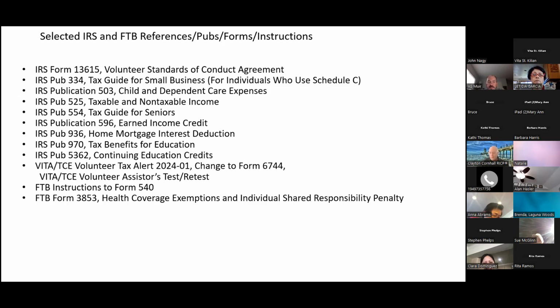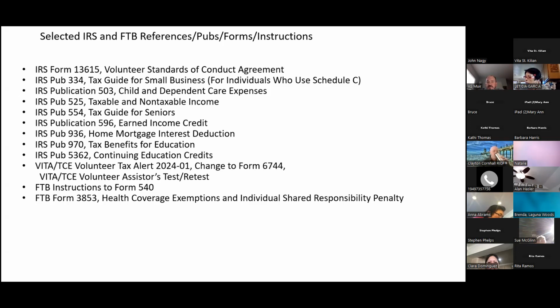We'll go over those today, but when you do see a volunteer tax alert that's modifying or changing some type of document that the IRS has put out, then it behooves you to go to that document and make your pen and ink changes. But we'll go through those changes very quickly here.